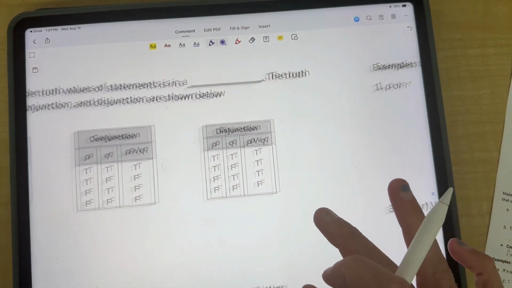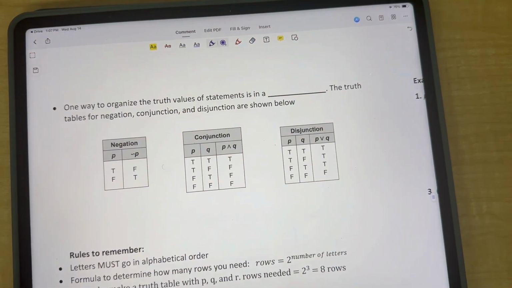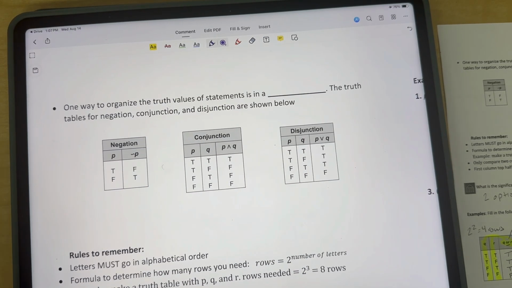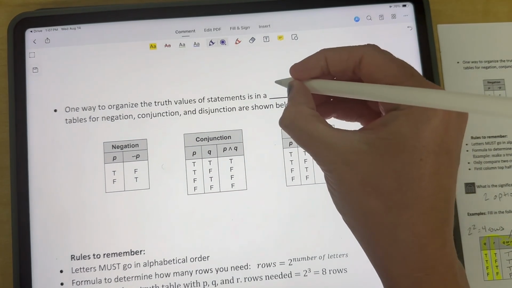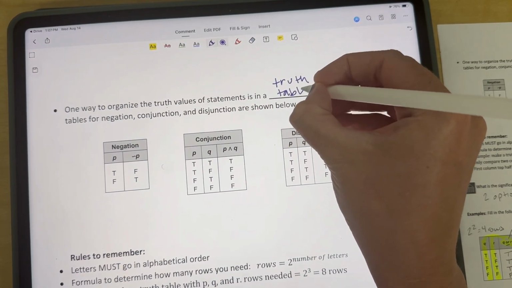All right, backside. Hopefully this doesn't take us as long. Let's flip over our papers. I want to flip over mine as well, my key that I'm following. All right, one way to organize the truth values of a statement is in a kind of funky truth table.